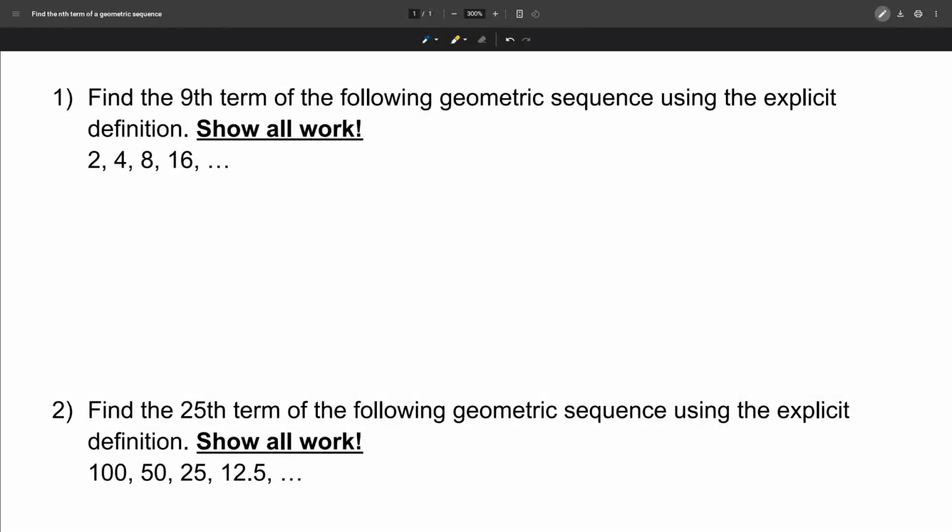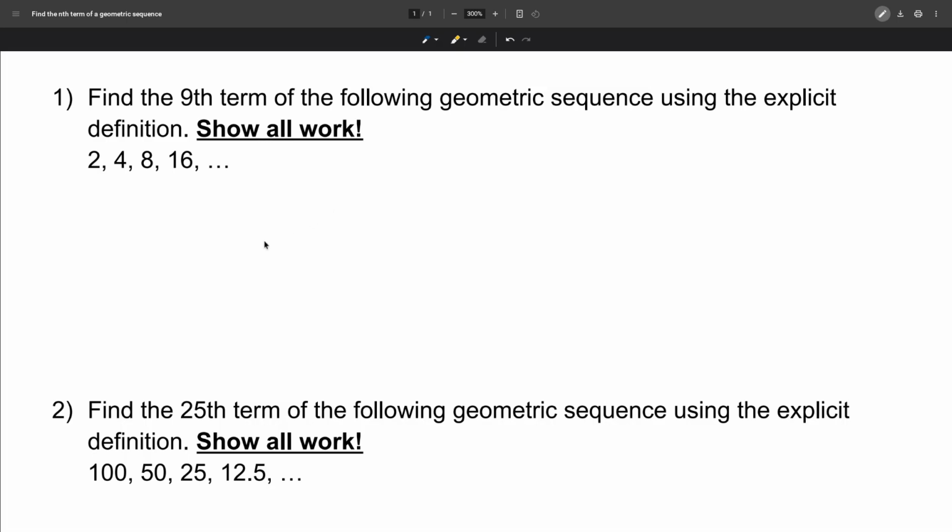In this video, we're going to find a certain term within a geometric sequence. We're going to do that by writing our explicit definition and then using that to find the term. So in this first one here, it says find the ninth term of the following geometric sequence using the explicit definition. We have 2, 4, 8, and 16.